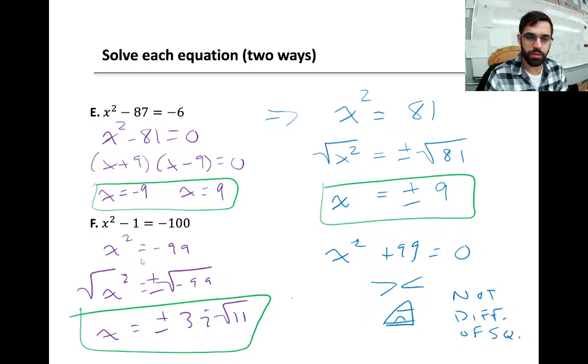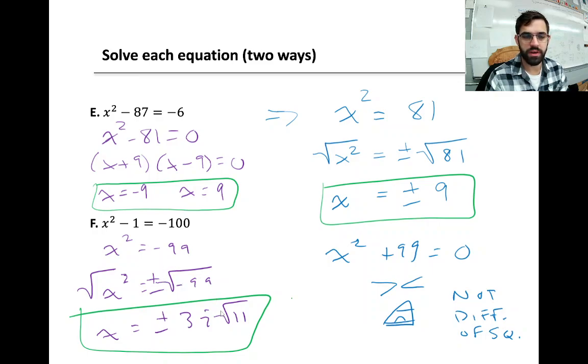Okay, example F, we can solve. It's not difference of squares. If we add 100 over, we get x squared plus 100, or plus 99, which isn't difference of squares. So for this one, we do have to use the square root method. I'm going to set x squared equal to negative 99, as we're adding 1 to the right side and the left. We'll square root both sides, which means we're going to put plus or minus on the numerical square root. And then if we simplify the square root of negative 99, we get 3i root 11.